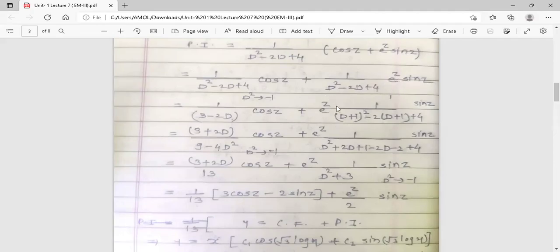The coefficient of e raised to z is 1. So replace the terms of D by D plus 1 in every term. So the denominator is D plus 1 whole square minus 2 into D plus 1 plus 4, into sin z. Okay, solve for the exponential function first here. And now the first term denominator is 3 minus 2D and the function is here cos z.